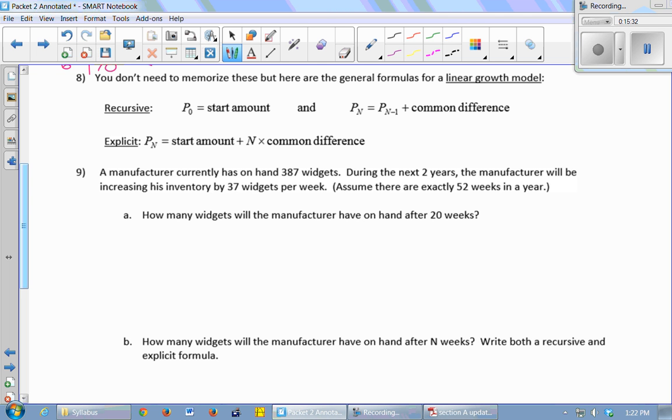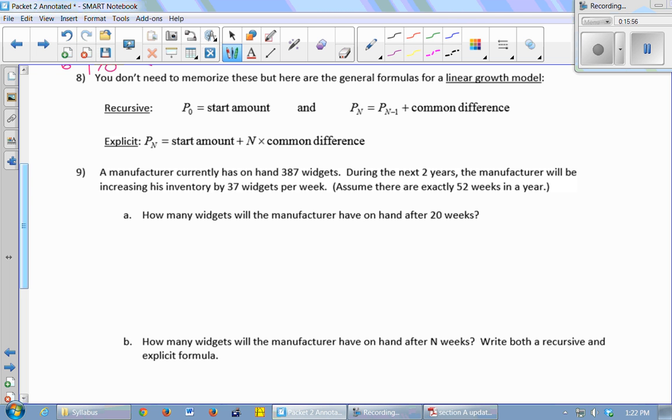Okay, so we have a manufacturer that currently has 387 widgets on hand. Well, it used to be a made-up thing, but it really is a thing now. It's a little scrapey, like a one razor blade scraper. It's called... Oh, okay.